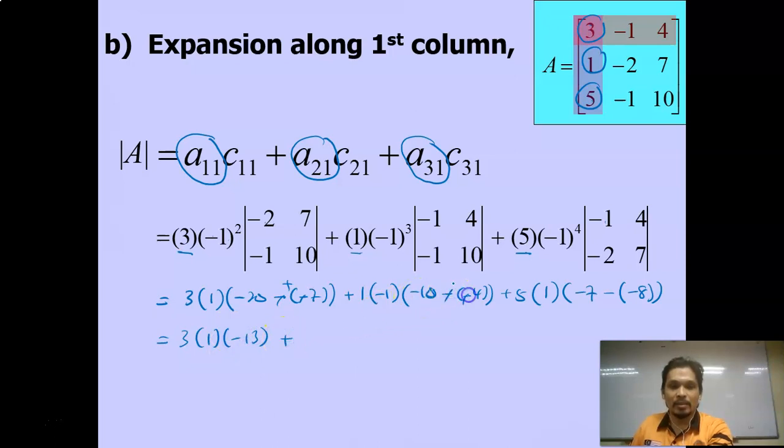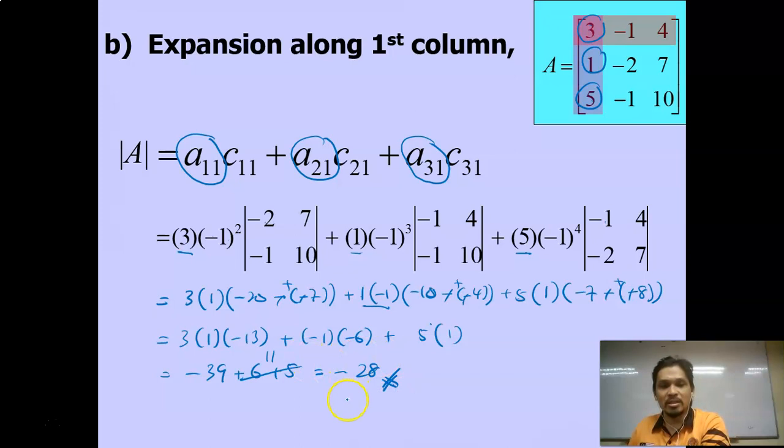Negative becomes positive. 1 times negative 1 equals negative 1. Negative 10 plus 4 is negative 6. 5 times 1 equals 5. Negative becomes positive: negative 7 plus 8, 1. So 13 times 3, negative 39. Negative becomes positive: 6 plus 5 is 11. Negative 39 plus 11 is negative 28.